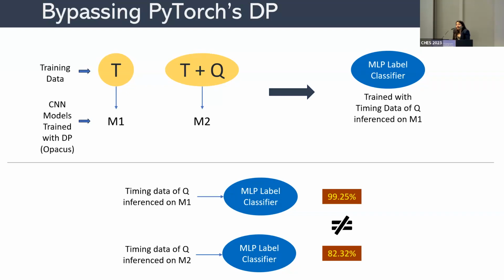But when we give the timing data of Q inferenced on M2, which the classifier was not trained with, we see a drop in accuracy to 82.32%. This drop indicates the presence of Q in M2's training set. So this is not exactly a membership inference or model inversion attack, but we have certain information about the training set of the model on the MLaaS, and that breaks the guarantee of differential privacy implemented by PyTorch.